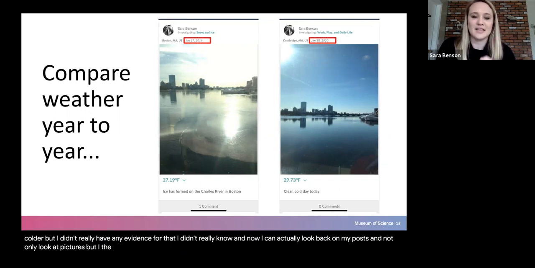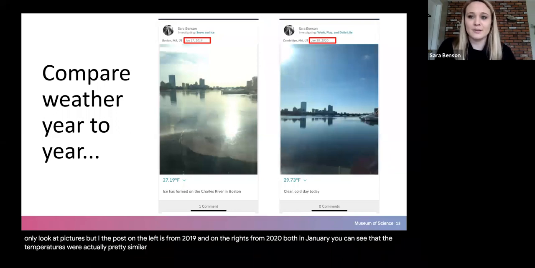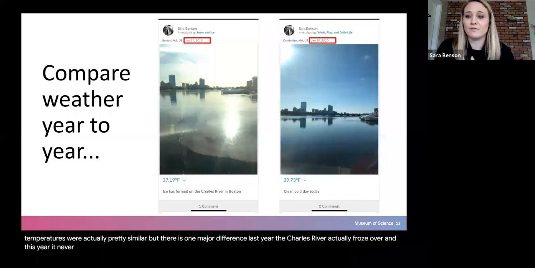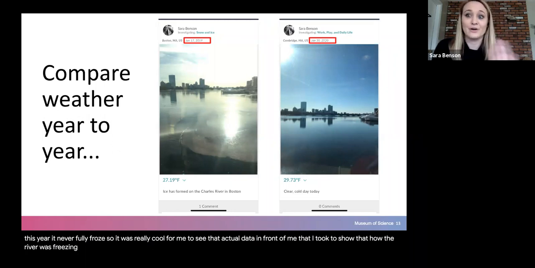The post on the left is from 2019 and the one on the right is from 2020, both in January. You can see that the temperatures were actually pretty similar, but there is one major difference. Last year, the Charles River actually froze over, and this year it never fully froze. So it was really cool for me to see that actual data in front of me that I took to show how the river was freezing or wasn't freezing.